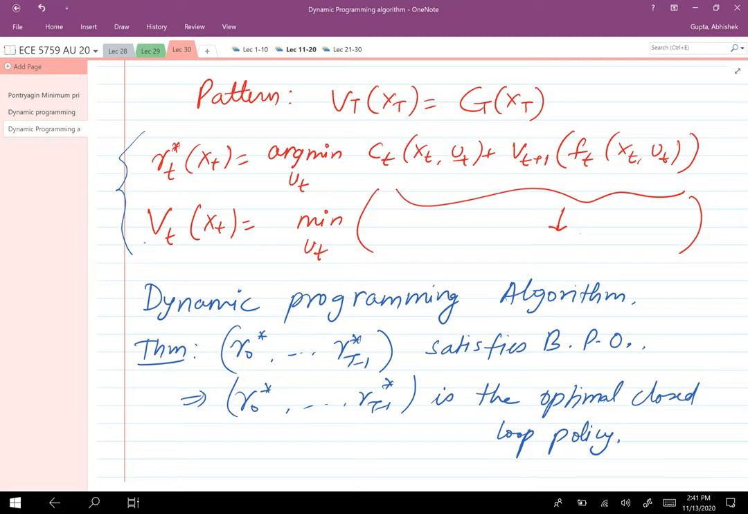So that's all I have for dynamic programming. I'll take any questions you may have on this stuff. We have 4 minutes more in the class, so please feel free to ask me any questions you may have on this topic.